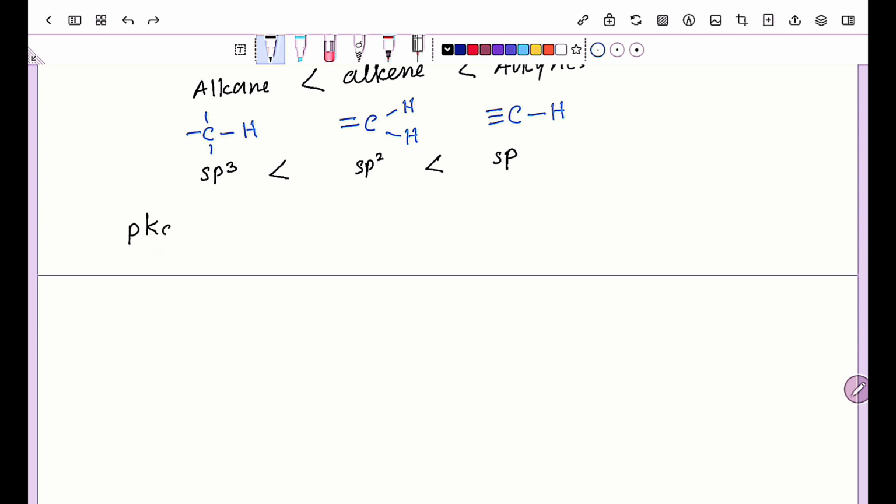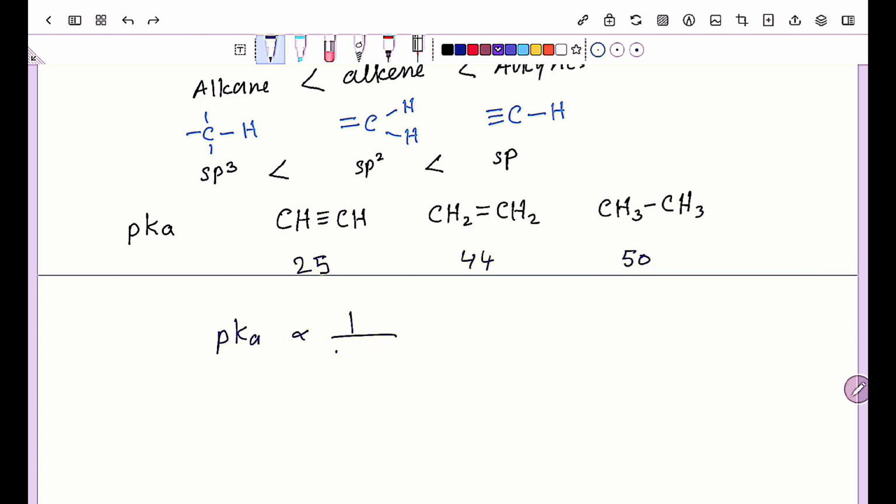pKa values easily indicate more acidic or less acidic. If we take acetylene, CH triple bond CH, then it is ethyne. Another one is ethene, CH2 double bond CH2, and ethane, CH3 single bond CH3. Their pKa values: for acetylene or ethyne, it is 25. For ethene, it is 44. And for ethane, it is 50. Now remember that pKa is inversely proportional to acidity. If the pKa value is high, the acid will be weak. So from left to right, the pKa value increases and acidity decreases.